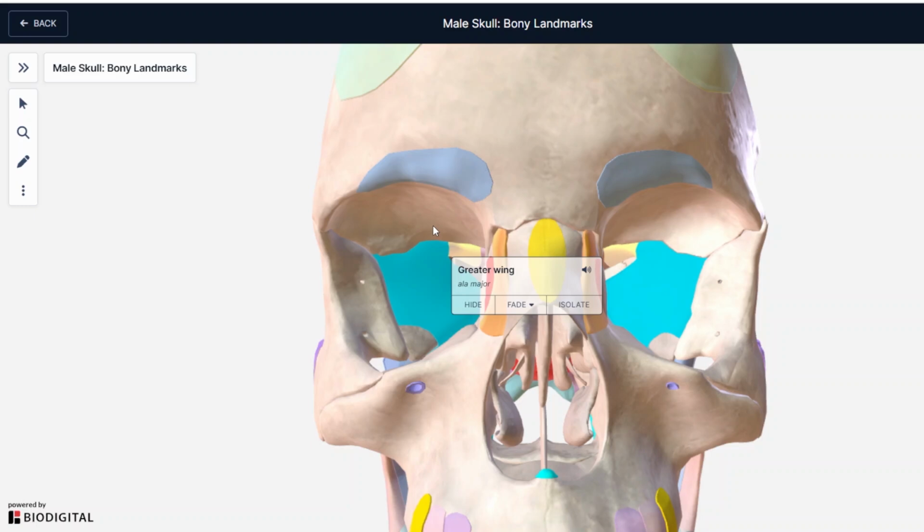So just don't overcomplicate, don't look at so many images, don't make it harder for yourself. It's not that hard, it is not that difficult. Just focus, clear your mind, imagine it one by one, piece by piece. Remember, even though it is lesser, the lesser wing is more in the orbit than the greater wing, which only contributes to the lateral wall; lesser contributes to the roof and the medial wall.